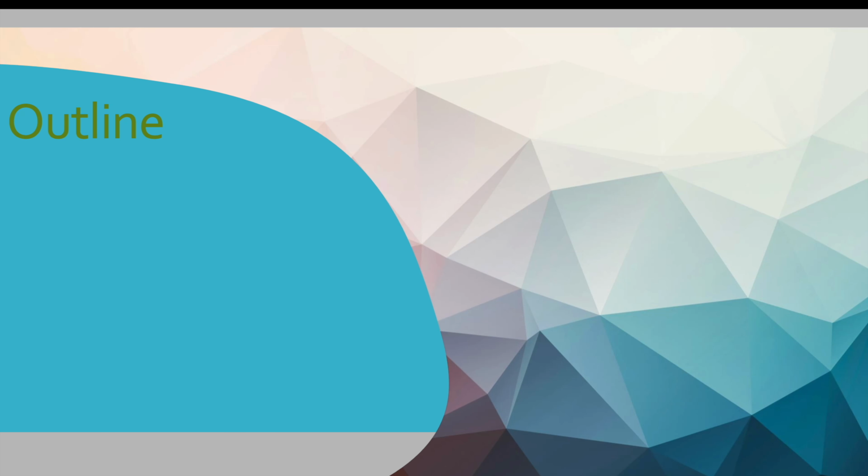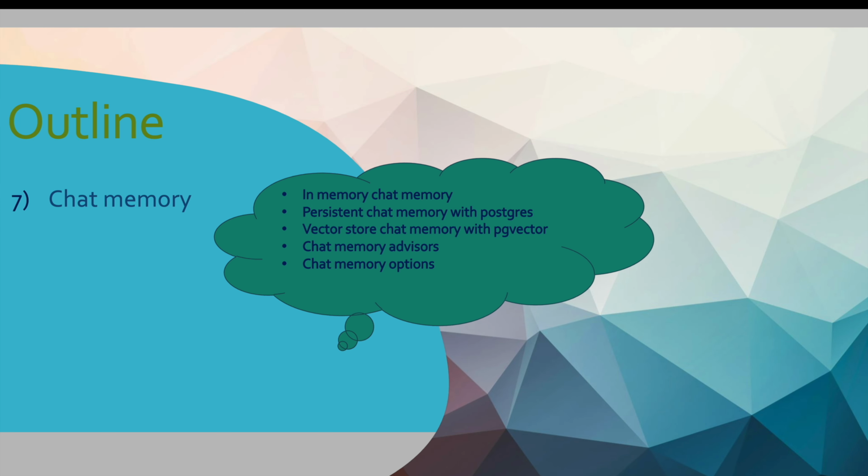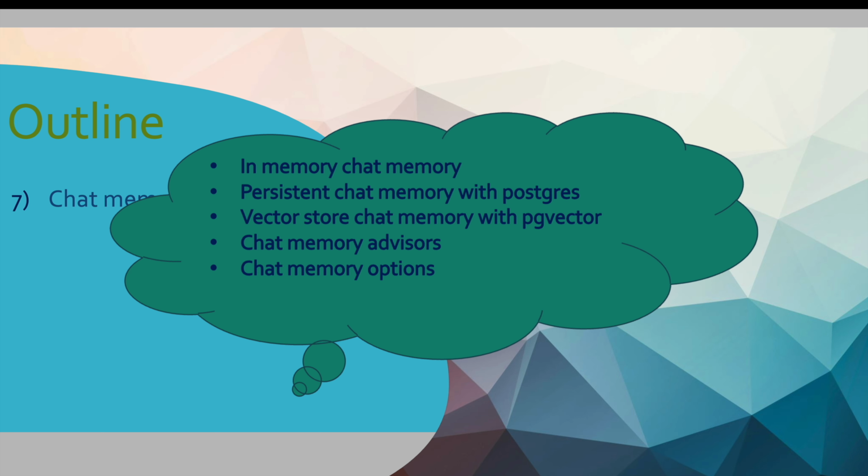Then in section 7, I will switch back to practical examples, and this time introduce chat memory with a use case of order status helper. I will start with in-memory chat memory, and then switch to JDBC with Postgres for persistent memory, and then finally use a vector store with pgvector to hold and use persistent memory more effectively. I will use different chat memory advisors and use memory options.